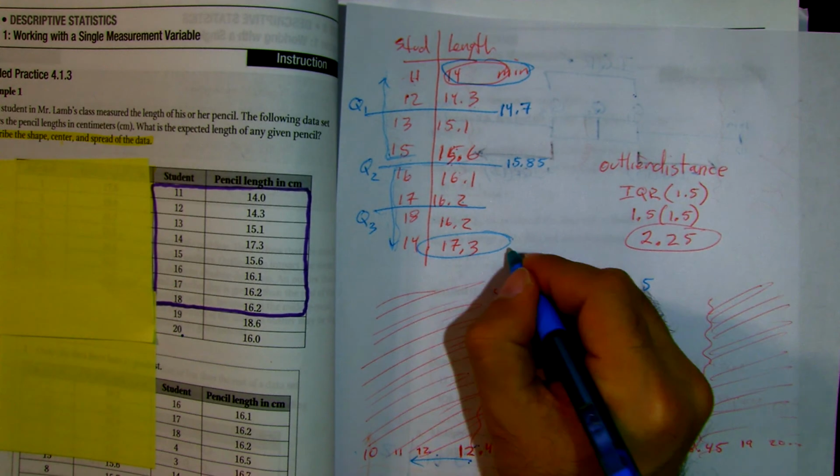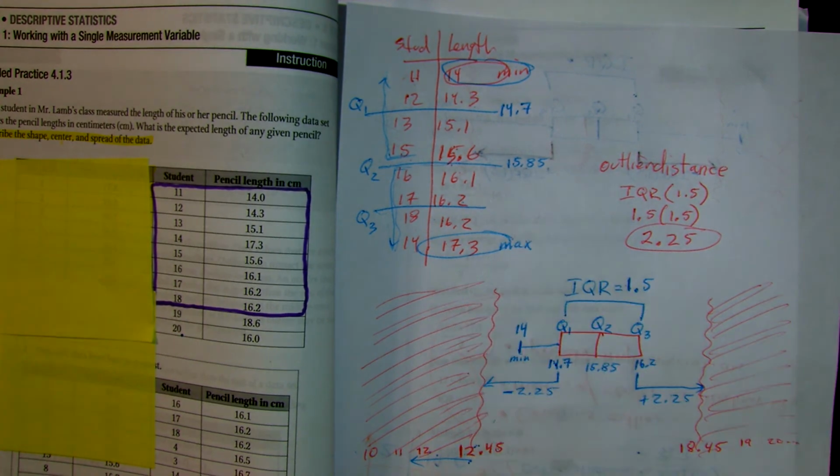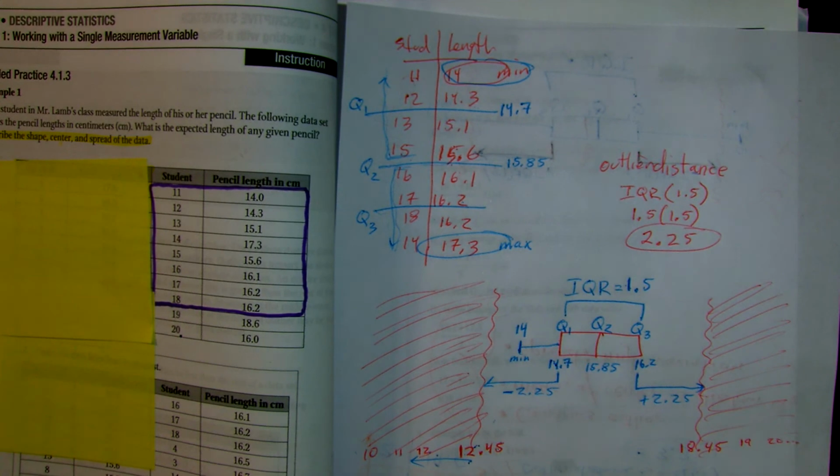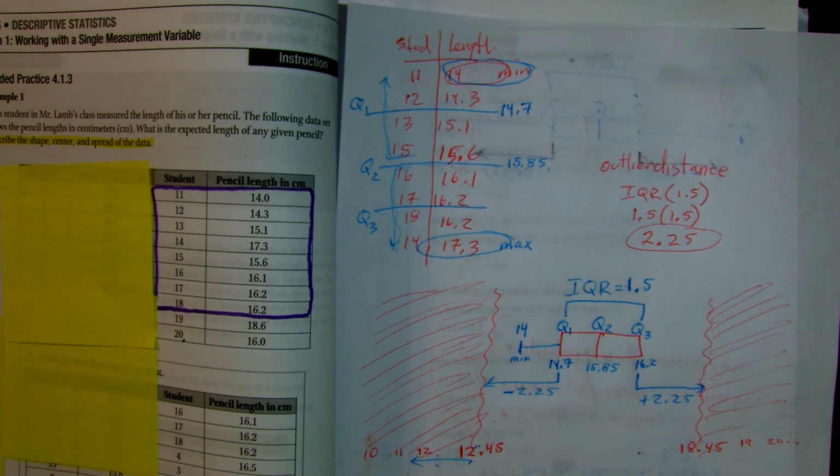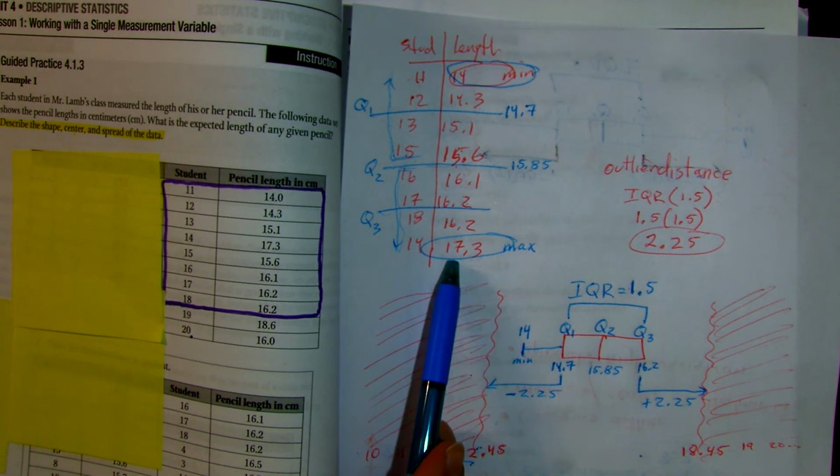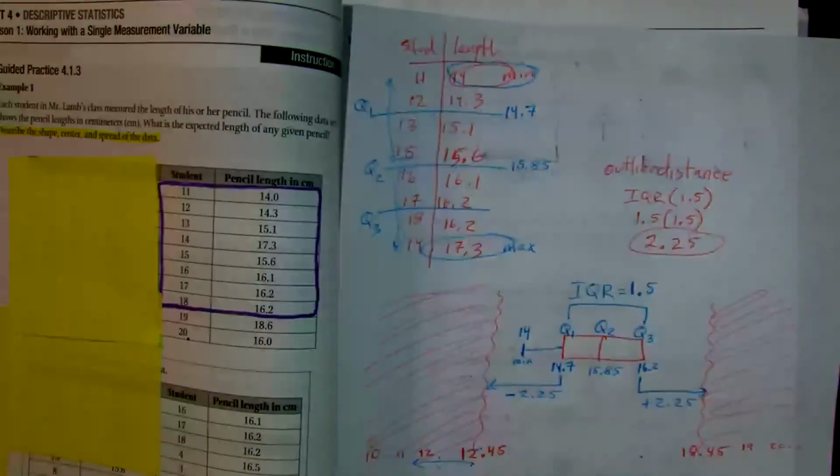Okay. Here's our max. Is 17.3 an outlier? I want you to guess. I need you to guess, guys. Is 17.3 an outlier?